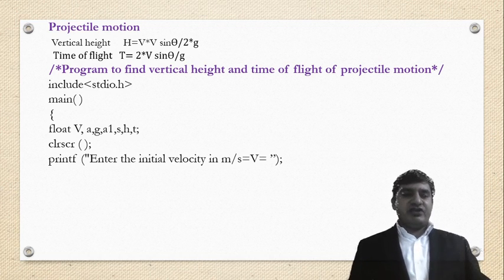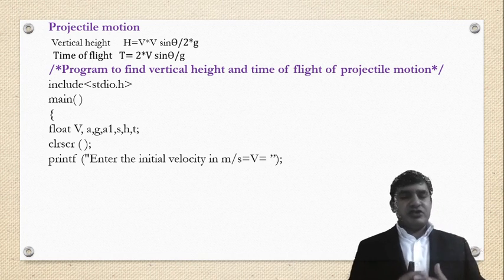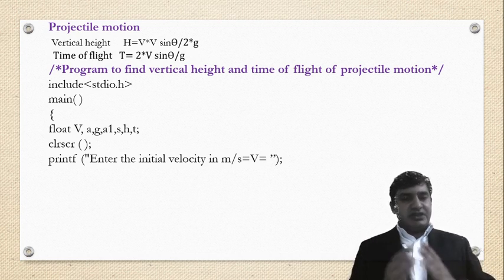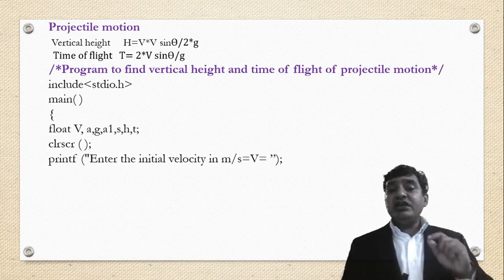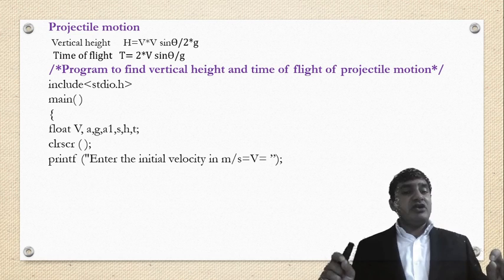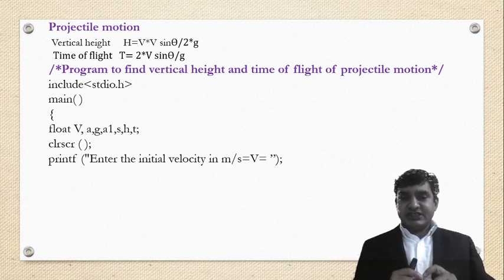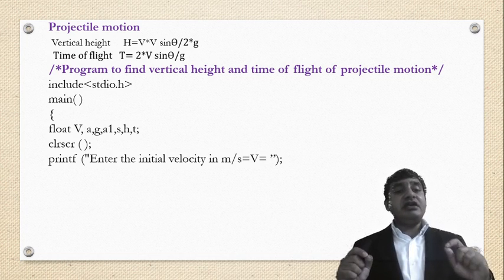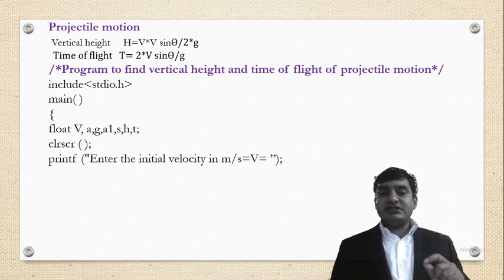Next is the printf function. The printf function is an output function which is used to display a particular message on the screen. The message, enter the initial velocity in meter per second, v is equal to, is displayed on the screen. So printf is an output function. The message is enclosed in double inverted commas, and the printf function is terminated with a semicolon.